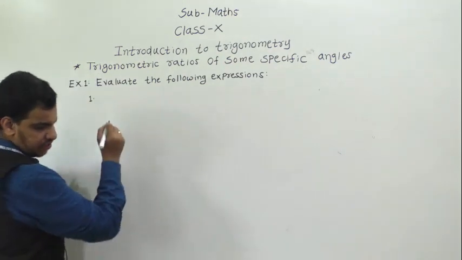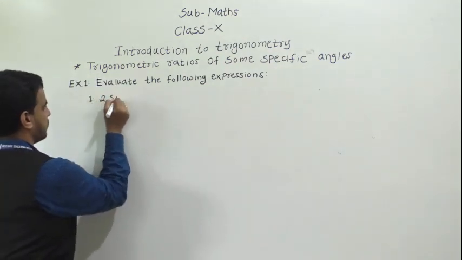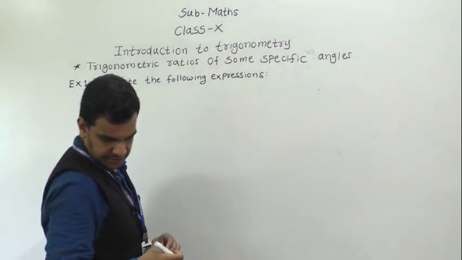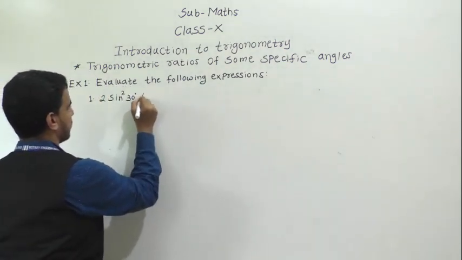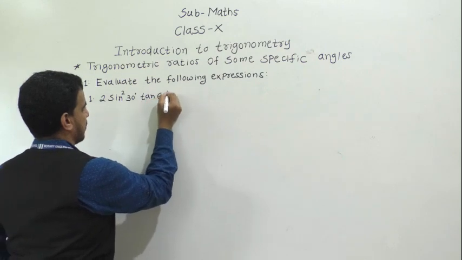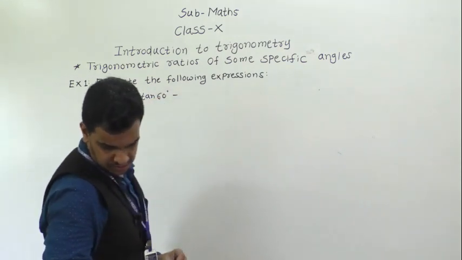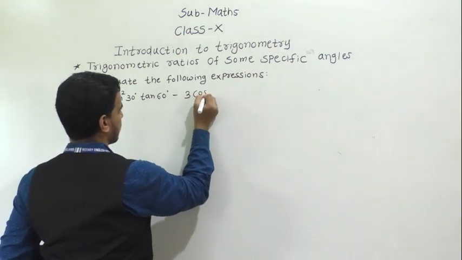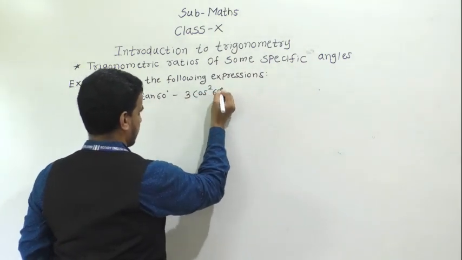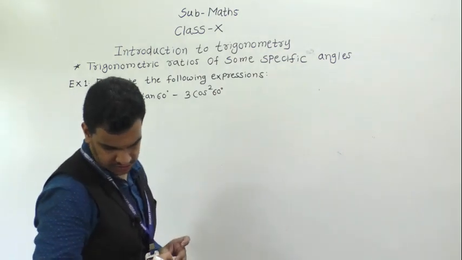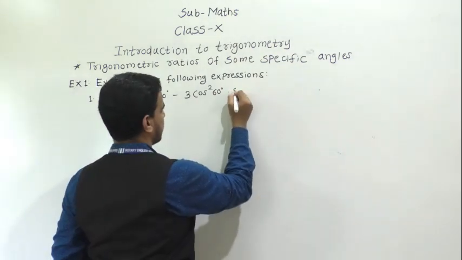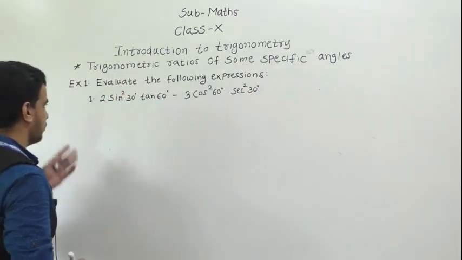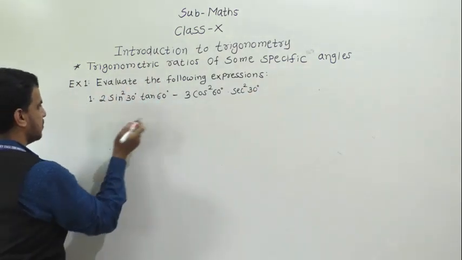2 sine square 30 into tan 60 minus 3 cos square 60 into sec square 30 degree. Okay, so we have to put only values here.